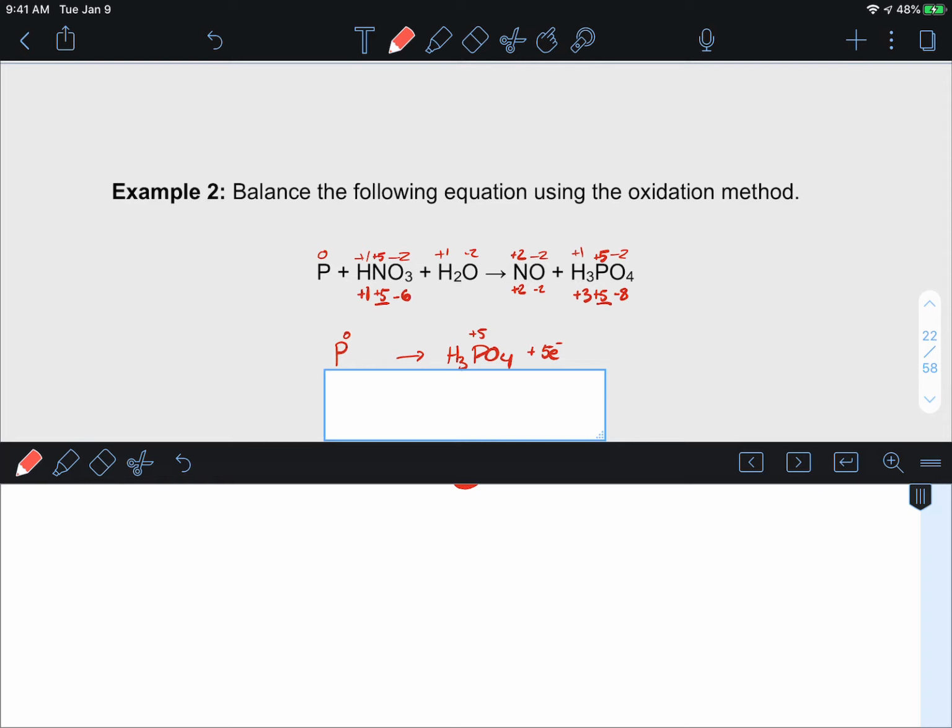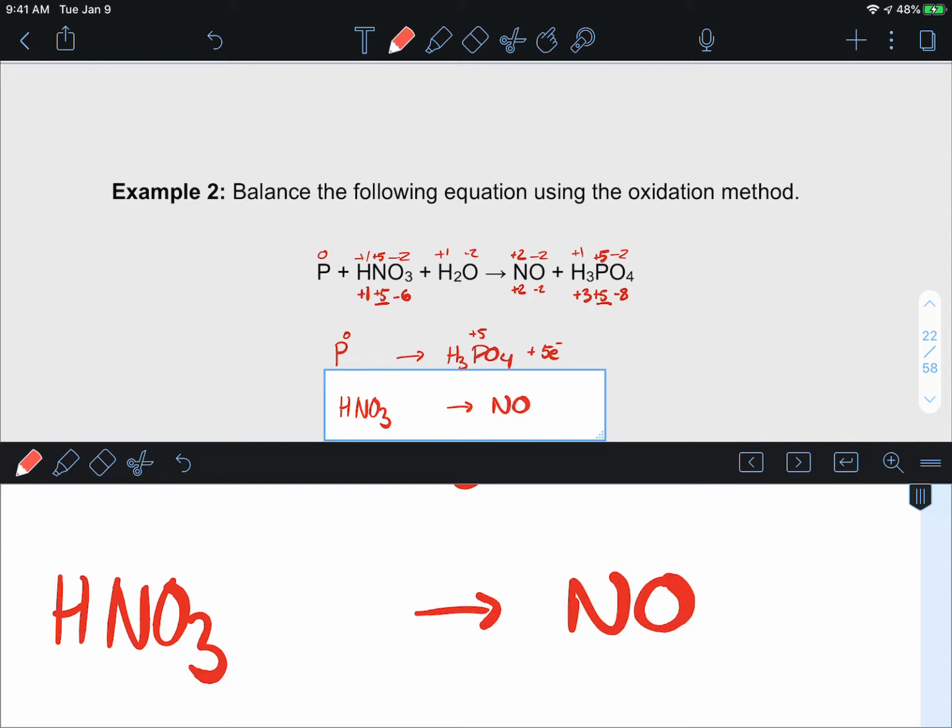And then the other chemical is this HNO3, and it's going to NO, and we're going from plus 5 to plus 2. So that means that I'm adding 3 electrons.